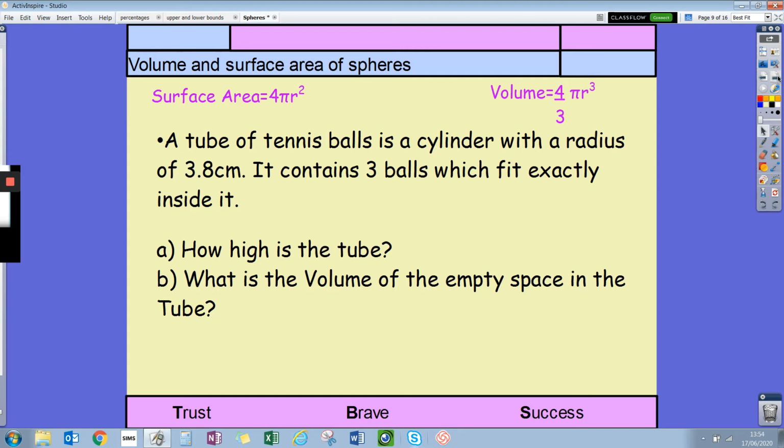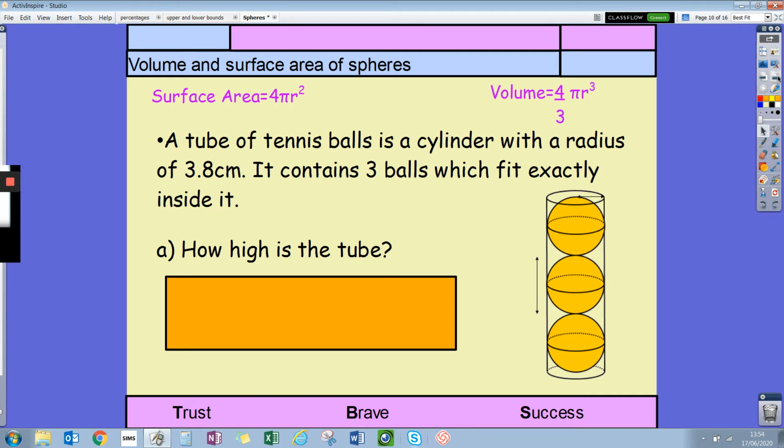So the first thing I'm going to do is draw myself a little sketch so I can visualise what's going on. So the tube of tennis balls, there's 3 inside there that fit exactly. So then we're going to look at how high the tube is. So the information that we're given here is the radius of your sphere and of your cylinder is 3.8. So if your radius of your cylinder is 3.8, the radius of your spheres are also going to be 3.8.